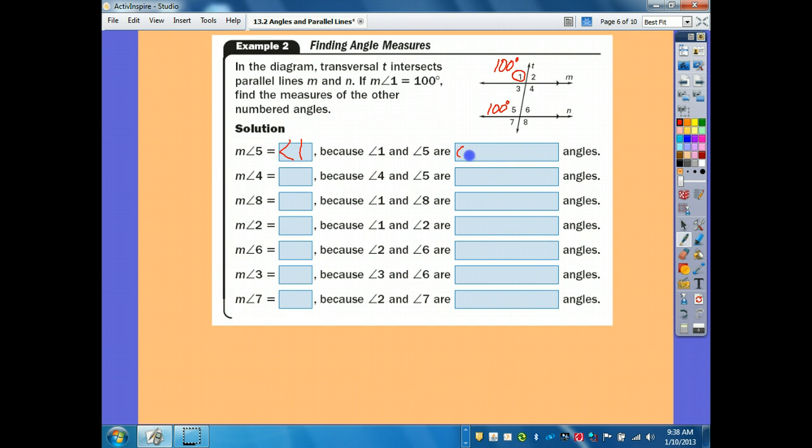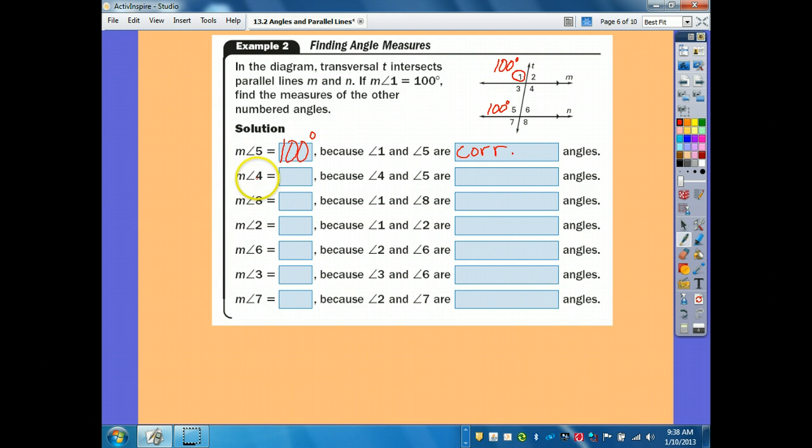Corresponding. They are corresponding angles. So we know they are equal. They are 100 degrees. How about the measure of angle 4 equals what? 4. 80 degrees. Oh, I think in here, I'm going to erase this. I think in here's where they want us to put our degrees. Measure of angle 5 equals 100 degrees because 1 and 5 are corresponding.